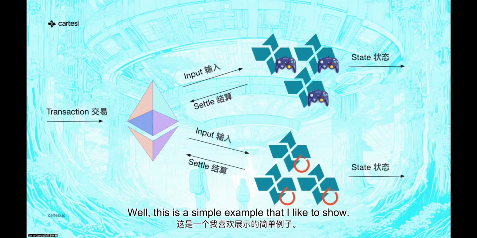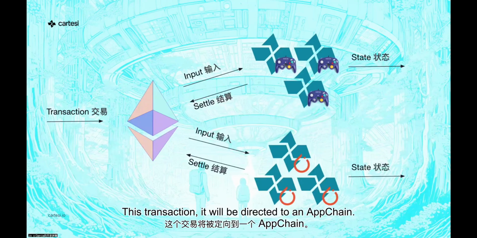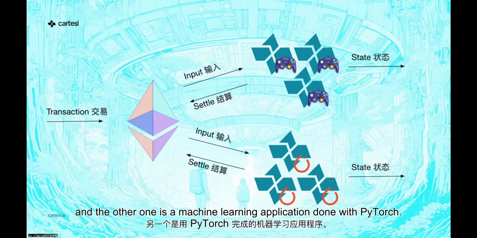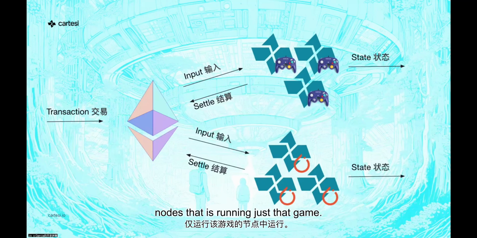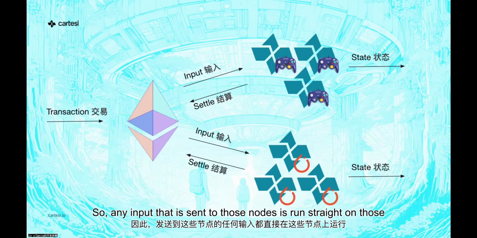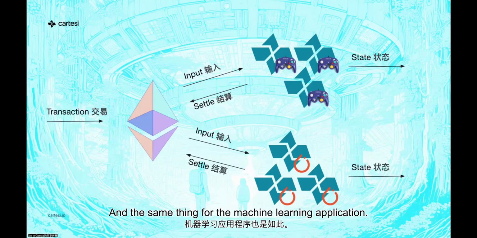How come? Well, this is a simple example that I like to show. Here, you can send a transaction to the L1, right? This transaction will be directed to an app chain. So let's say you have two applications that run leveraging Cartesi. One is a game, and the other one is a machine learning application done with PyTorch. So every input that is directed to the game will run in the Cartesi nodes that are running just that game. And those nodes verify each other. But they do not compete for resources with the nodes that are running the machine learning application. So any input that is sent to those nodes is run straight on those nodes and settles on the layer one. And the same thing for the machine learning application.